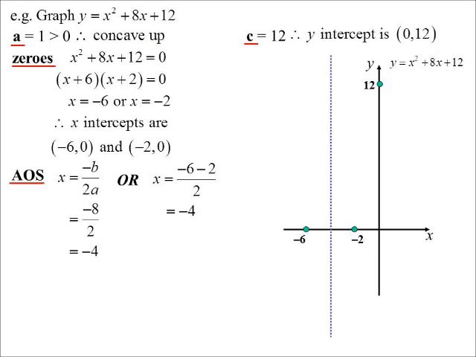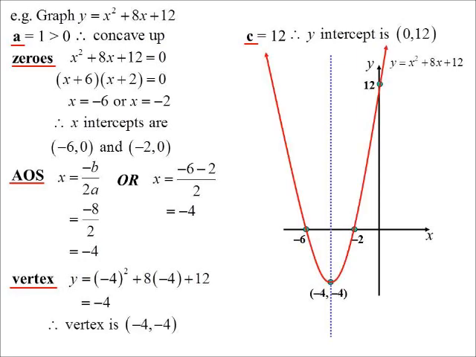So somewhere on that axis of symmetry will be the vertex. So if I substitute in, we get a y value of -4. So let's plot that point. That should be enough, I think, to draw our parabola.